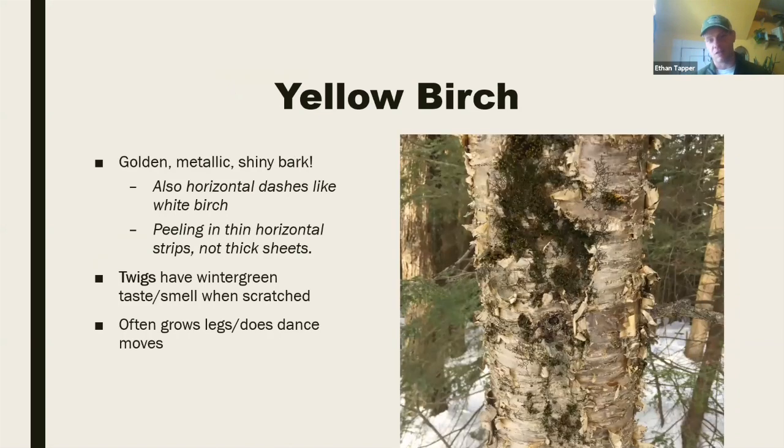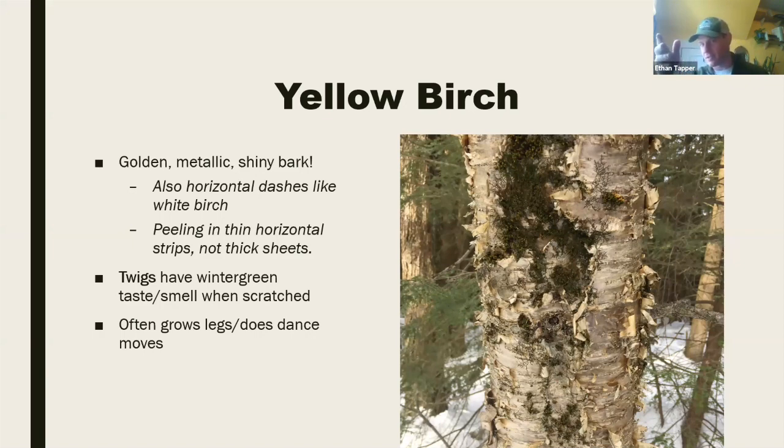So the cousin of paper birch is yellow birch. Yellow birch has a lot of the similar characteristics. So basically you can just focus on the bark, just like white birch, except the bark, instead of being white and peeling in these big broad sheets, is metallic and golden and peeling in these thin little papery sheets. It's really shiny.